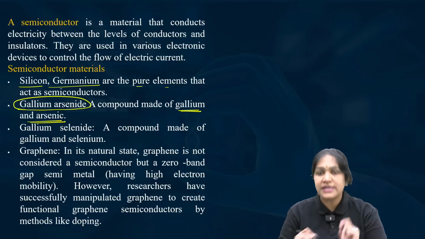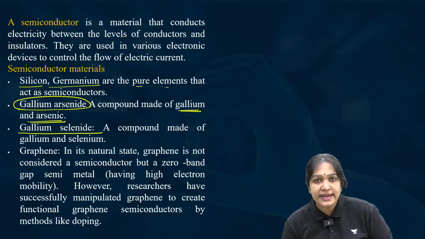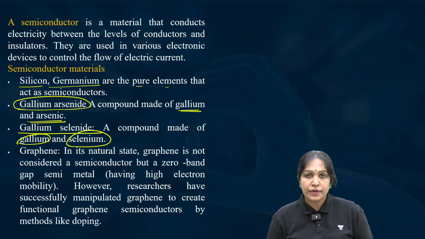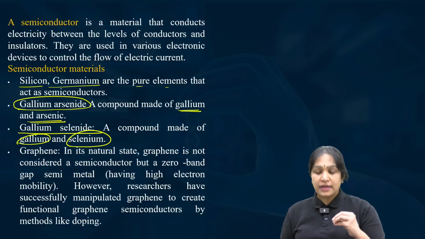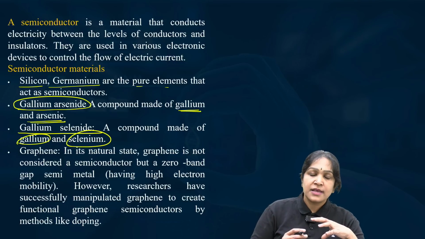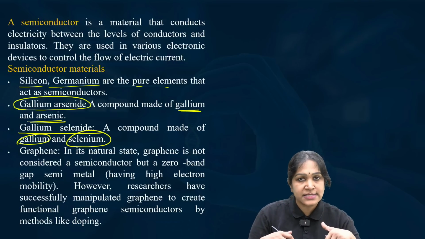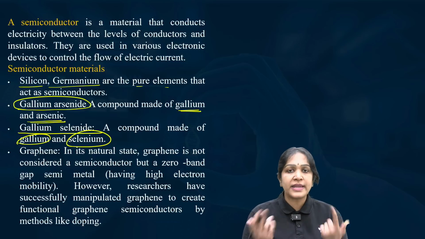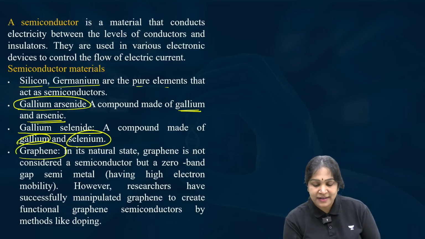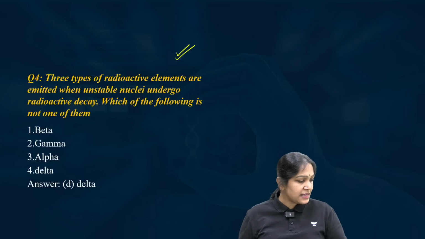What are the different elements in the periodic table? Next, gallium selenide. It is a combination of gallium and selenium. So we have seen two types of semiconductors. One is semiconductors made up of pure elements, not combinations. Next category, semiconductors which are combinations of different elements. Third category, graphene. I hope you all remember this graphene, that we have seen here.